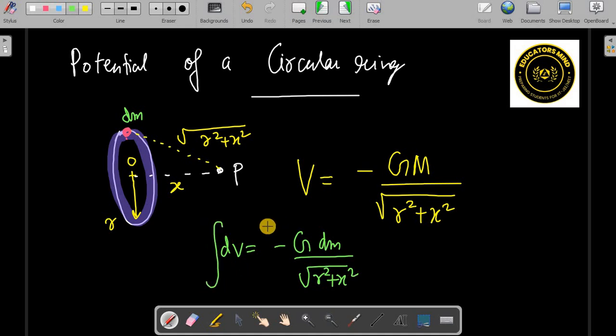And we are integrating it. Remember, when you are integrating it, this distance is not changing, so the integration of dm is giving the total mass, and here it is the total mass of this ring. Okay, then let's move to the next.